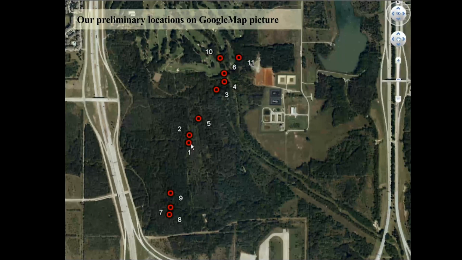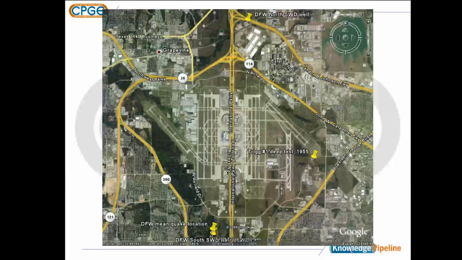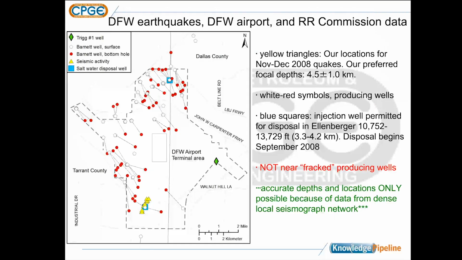And there's this facility here, which turns out to be an injection disposal well. When I first saw this, I didn't know where this area was. And so if you back off on Google Map, the area in the last slide is down here at the bottom. This is the Dallas-Fort Worth Airport. Here's a runway. Here's a runway. And so the earthquakes that we located in 2008 were on the Dallas-Fort Worth Airport down here near this injection disposal well.